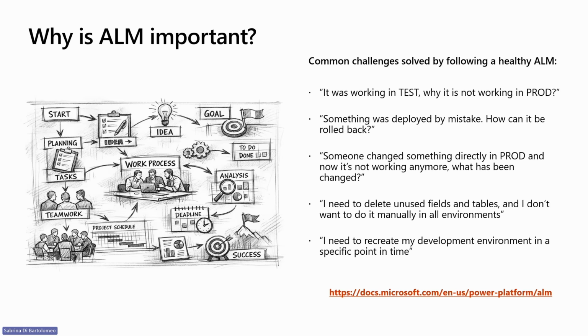Someone changed something directly in prod. Now what? Changes should never be made directly in production. When this happens, let's say by mistake, a healthy ALM makes it much easier to identify what changed and to fix the issue quickly. And one more that deserves a special call out.